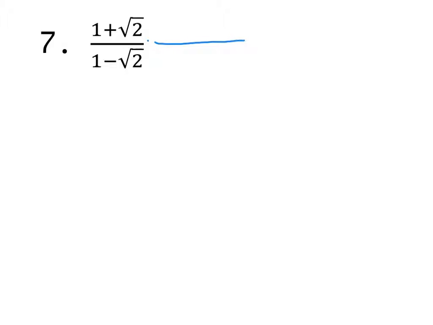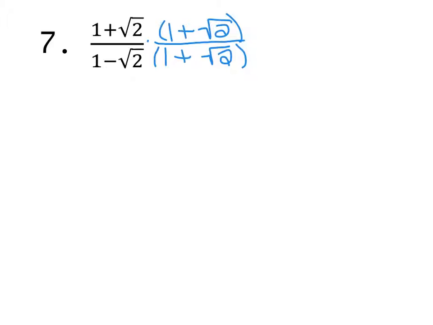So we're going to multiply by, remember how we multiplied by what was on the bottom? We're still going to do that, but we're going to tweak it just a little bit. Instead of multiplying by the exact same thing, we're going to change that sign. So instead of subtracting, it's now going to be adding. And that's the conjugate. So 1 plus square root of 2 is the conjugate of 1 minus square root of 2. And we're going to do that to the top as well. The exact same thing.